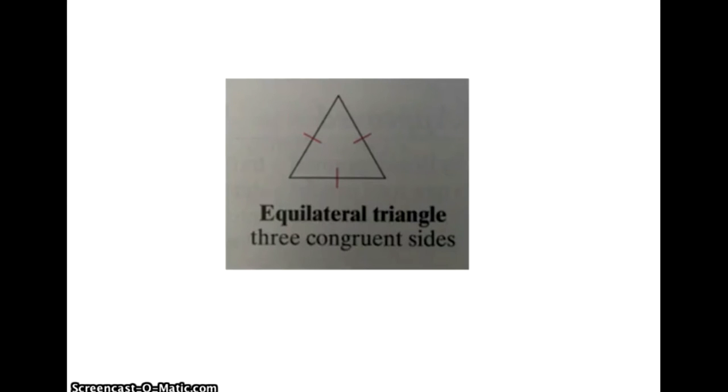An equilateral triangle has all 3 sides congruent, so they're all the same. Notice that all 3 of those sides have 1 red tick mark. That means that they are congruent. Their sides are the same. They are equal. That's why it's an equilateral triangle.